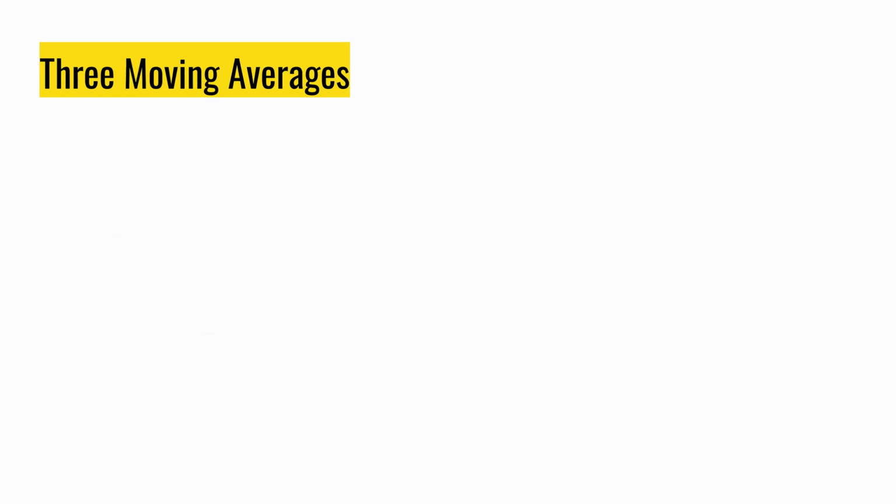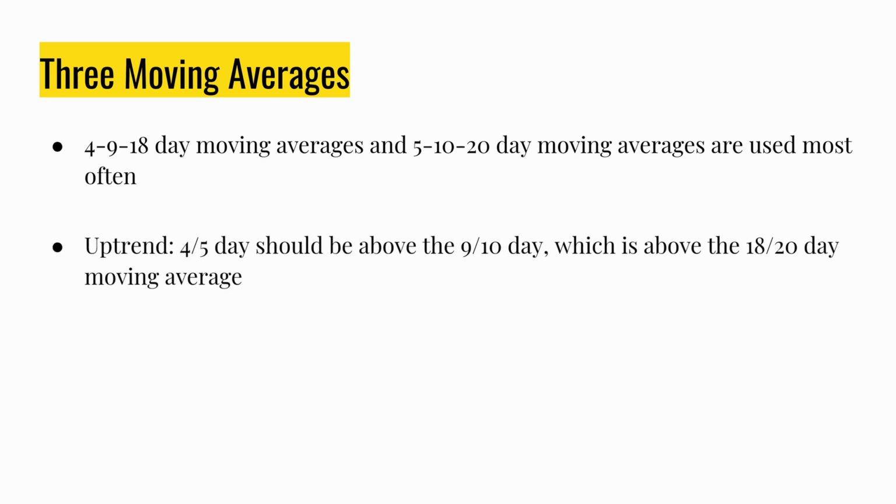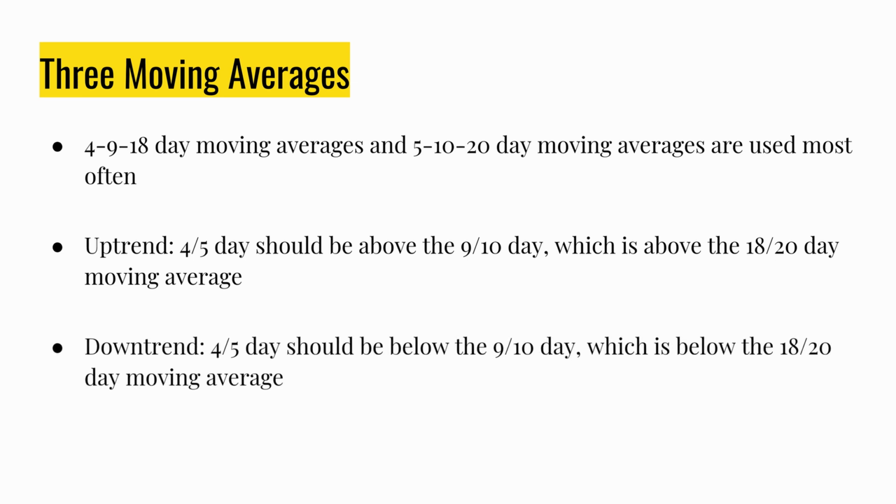If you want to take this a step further, we can use three moving averages together. The 4, 9, 18-day moving averages and the 5, 10, 20-day moving averages are used most often. In an uptrend, the 4 or 5 moving average should be above the 9 or 10 moving average, and both should be above the 18 or 20-day moving average. In a downtrend, the 4 or 5 moving average should be below the 9 or 10 moving average. In this case, both should be below the 18 or 20-day moving average.